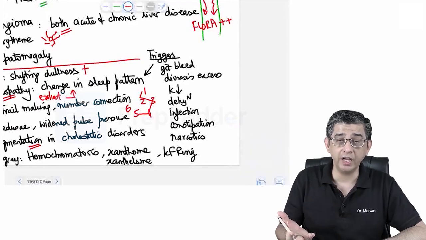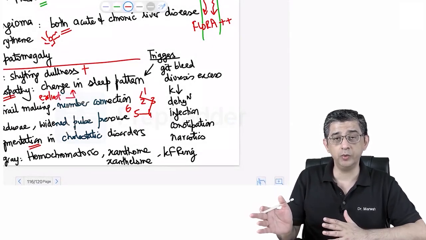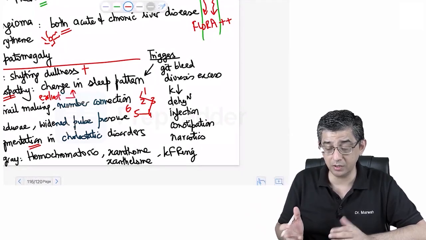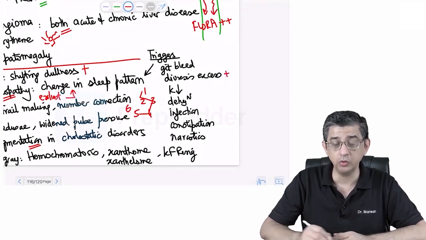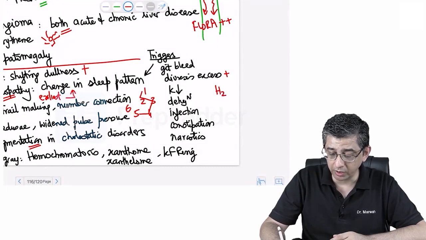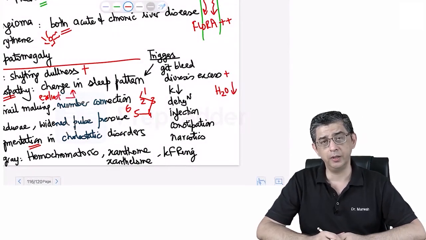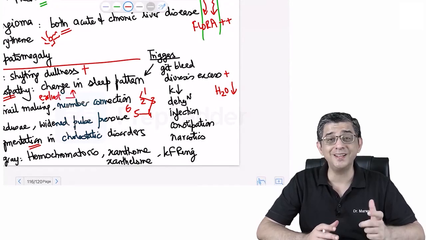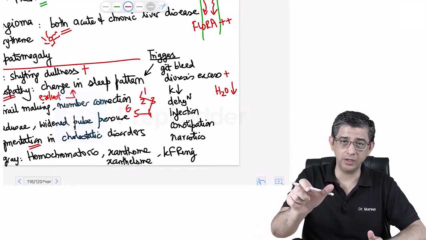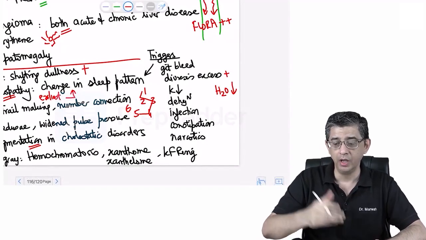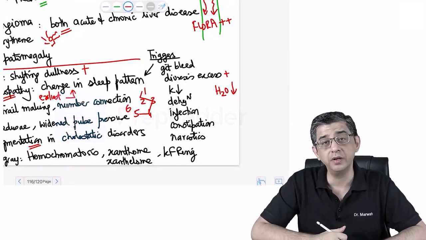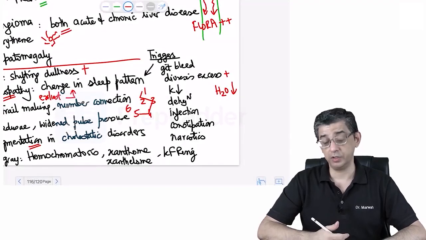If you give too many diuretics, then loss of water from the body will raise ammonia concentration. Let me repeat the fact once again. If you give too many diuretics, you are depleting water in the body. If you deplete water in the body, the concentration of ammonia, concentration meaning ammonia divided by water in the body, will rise, as water is less. So there can be dehydration, infection.